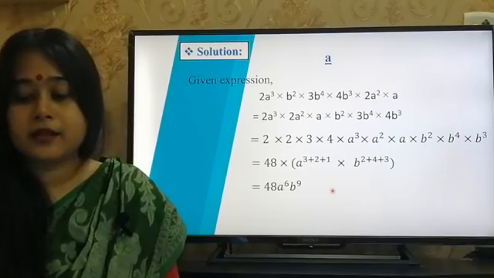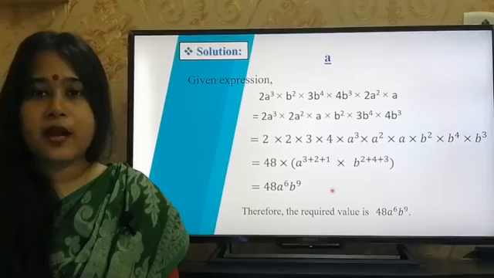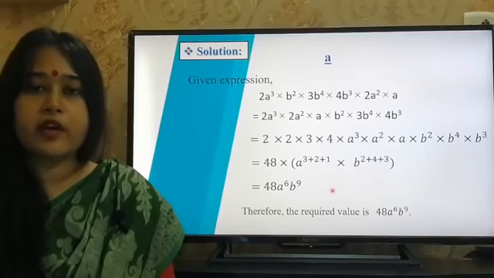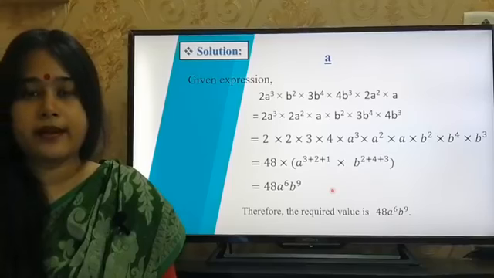So this is the answer of our question A, and we will write the answer like this. Therefore the required value is 48 a to the power 6 into b to the power 9.